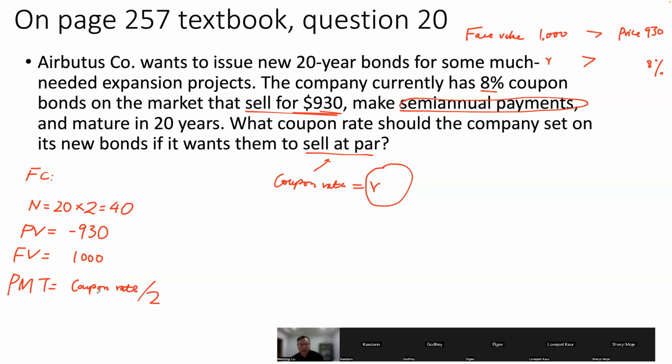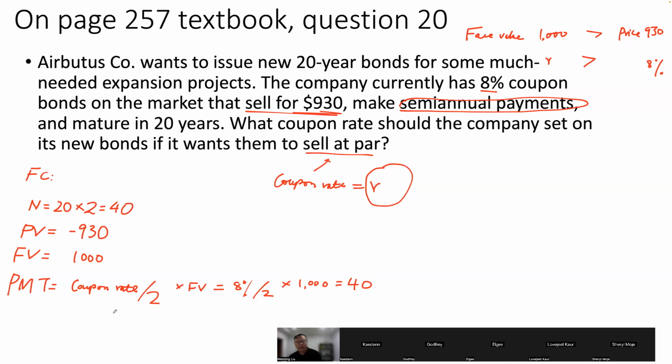And the coupon payment frequency is semi-annually. So the rate has to be divided by 2 because we are trying to figure out the rate for the semi-annual payments. So divided by 2 and times the face value, right? So the coupon rate is 8% divided by 2 and times the face value is 1,000. So my payment is $40.